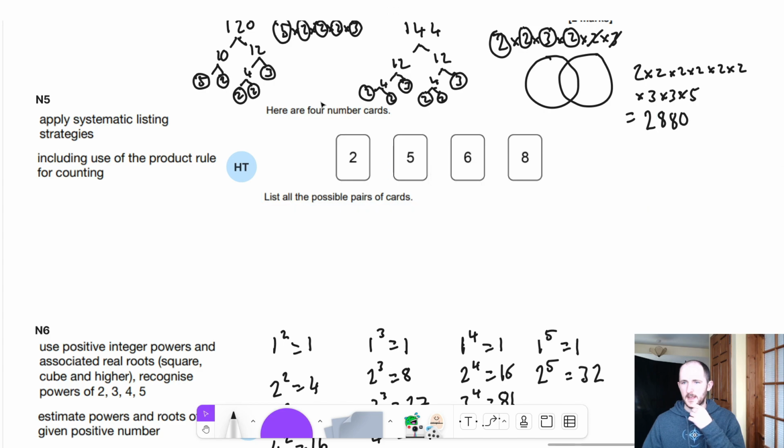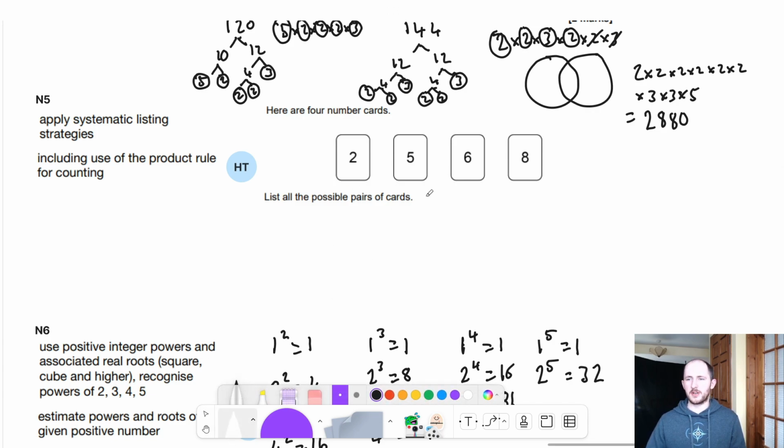For part 5, you have to apply systematic listing strategies, and here's the first higher tier component that you need to do. So all of you higher students should have been listening to the rest of this, but this is specifically for you, so foundation people, you can turn your brains off for a second. You need to apply systematic listing strategies and use the product rule for counting if you're in higher tier, because sometimes you won't be able to list all the possibilities out. There might be 1,000 possibilities, in which case, good luck.